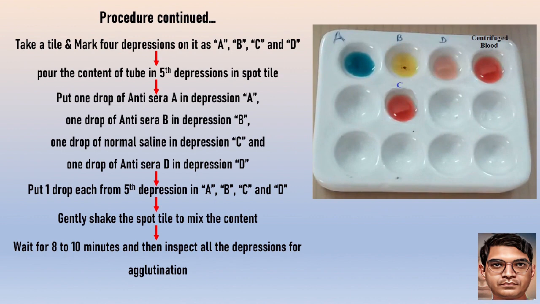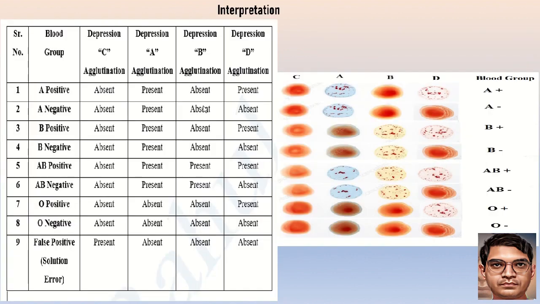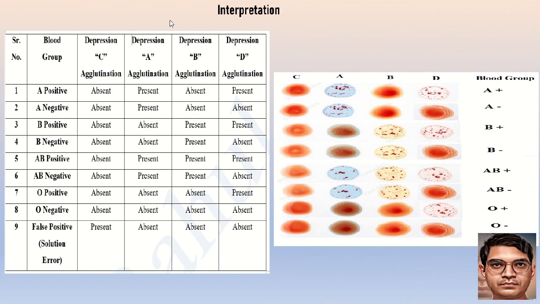Differentiate it from the rouleaux formation. Rouleaux formation will get disturbed after shaking, whereas agglutination will not. If you get agglutination in depression A and depression D, blood group is A positive. If you get agglutination in only depression A, blood group is A negative.